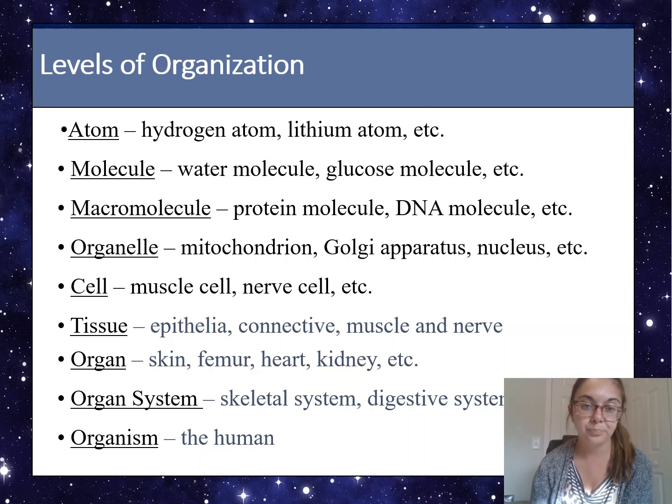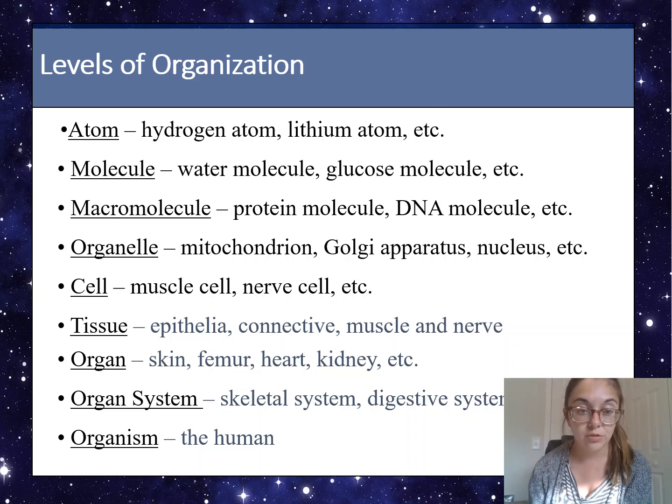We have the atom. An example would be like the hydrogen atom, lithium atom, okay? Next comes the molecule, which is a bit bigger, such as a water molecule, which has 2 hydrogen and an oxygen, or a large glucose molecule. The next step up is macromolecule. We talked about those in biology, so like a protein or DNA, okay? Then comes the organelles, like the mitochondria, Golgi apparatus, the nucleus. Next up is the cell. We're getting larger. We have muscle cells, nerve cells, etc. We'll talk about different cells of the body.